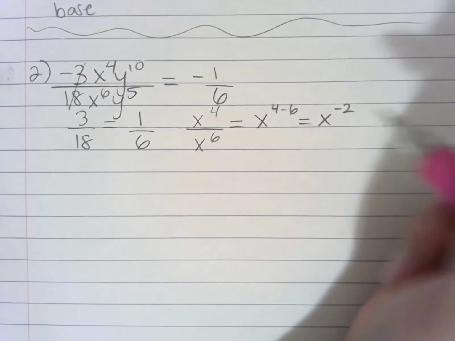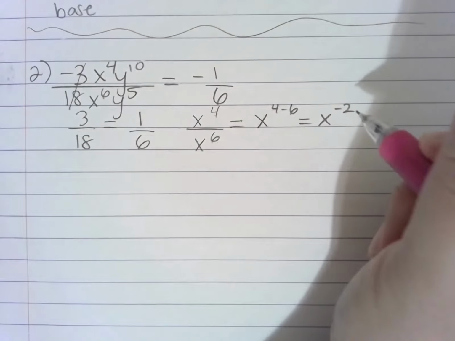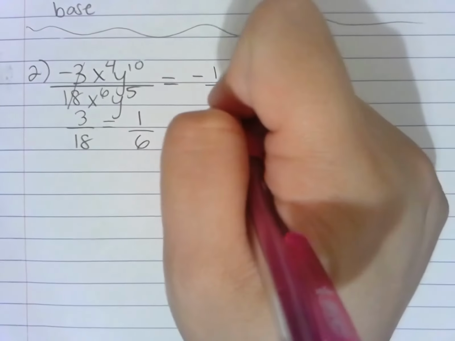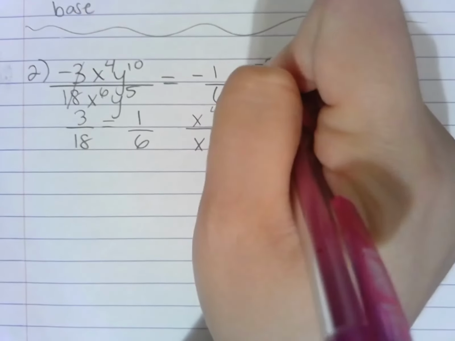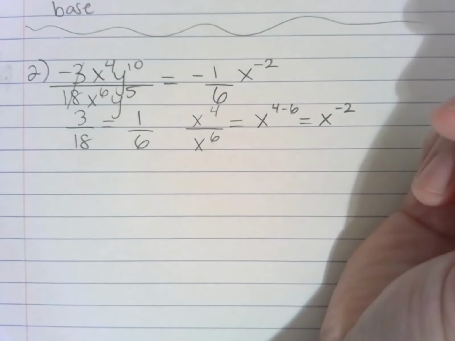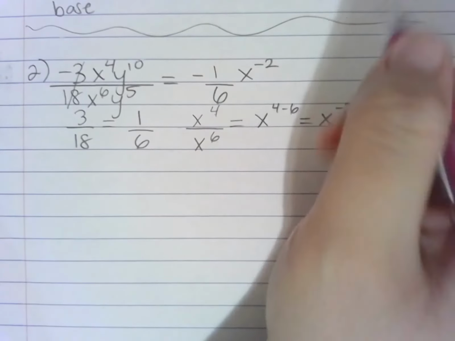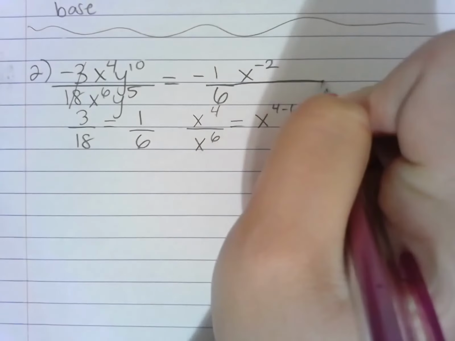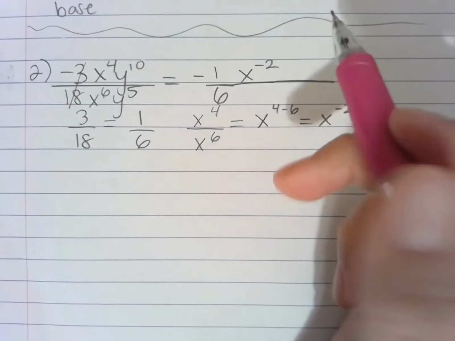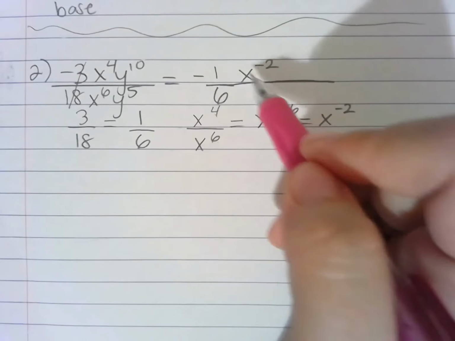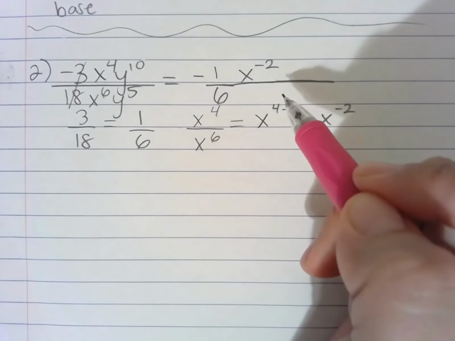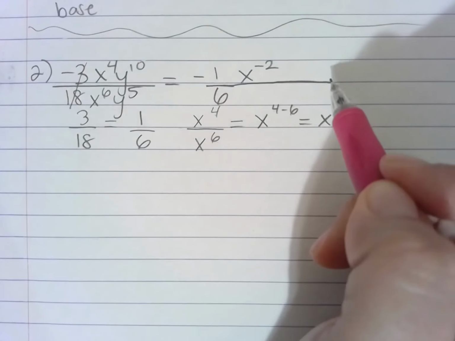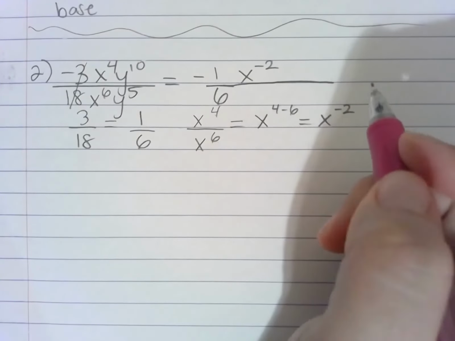But remember, we don't want to have negatives. So I'm going to leave this alone for now. I'm going to keep this as x to the negative 2nd power, and then I'll come back to it and make it positive. So I'm going to extend this line because now we're going to have some things at the top and some things at the bottom, just like we did before, but we're going to have to move some stuff around before we simplify all the way.